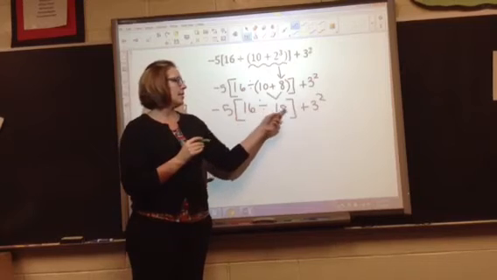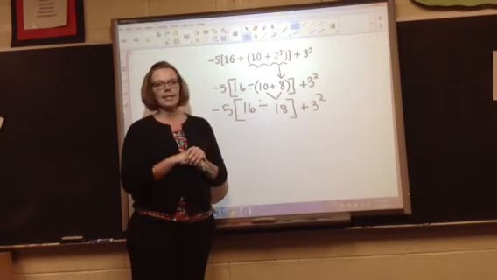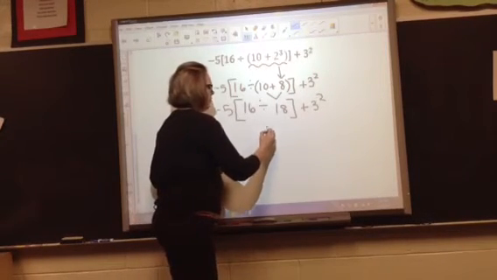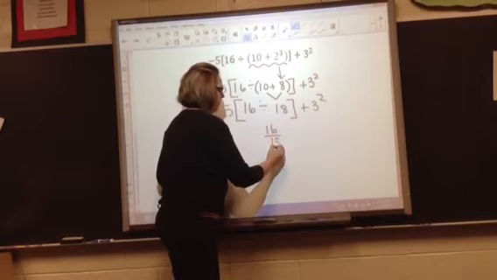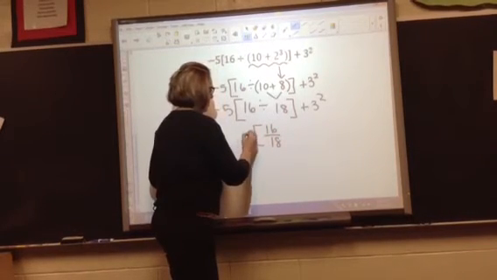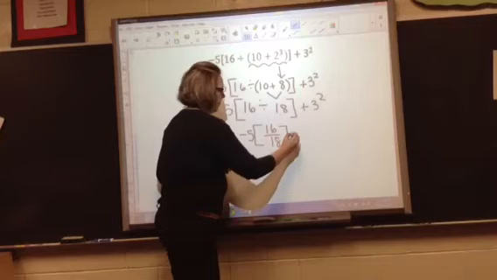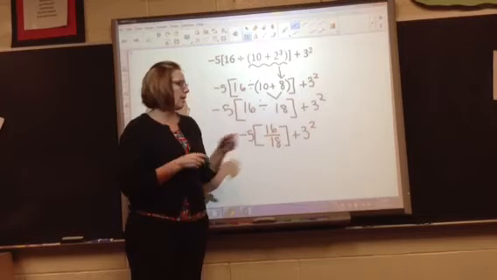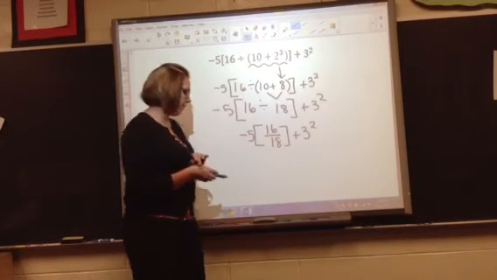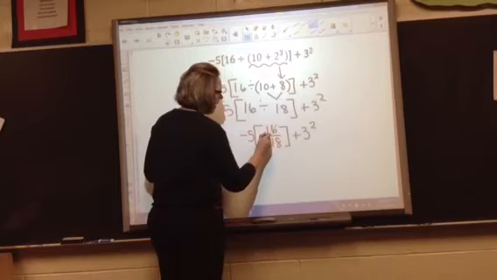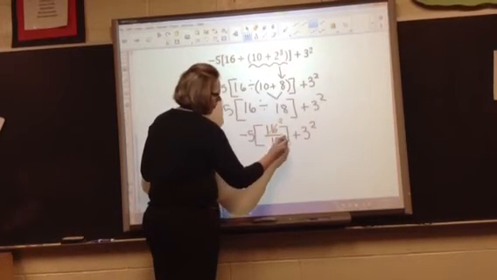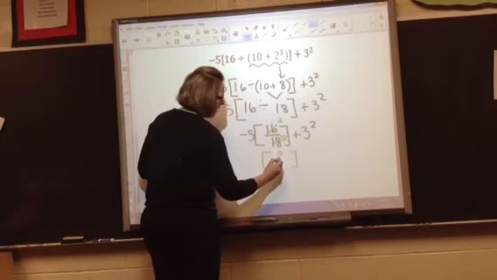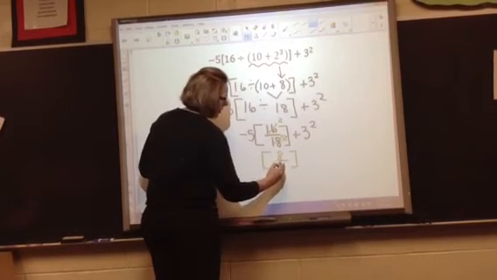Alright, so I have 16 divided by 18 inside this parenthesis. And actually, I'm going to write this as a fraction. So when I look at the fraction 16 divided by 18, I see that I can reduce that fraction. I'm going to divide by 2 on both of these, and when I do that and I rewrite this, 16 divided by 2 is 8, 18 divided by 2 is 9.